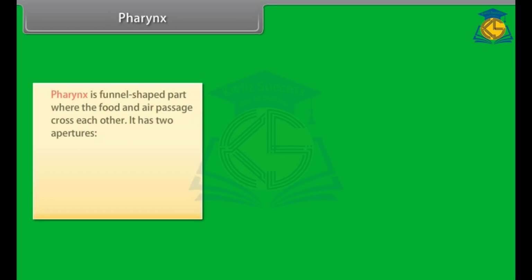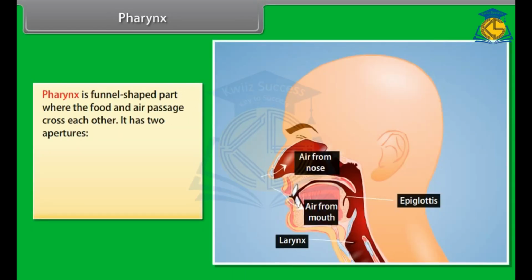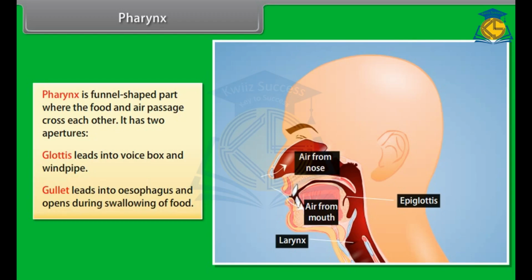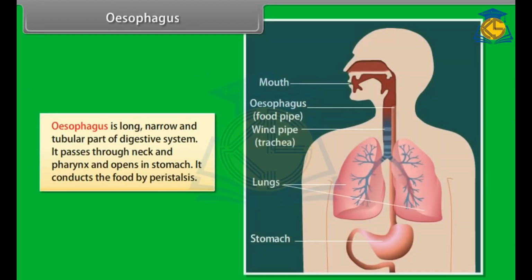Pharynx. Pharynx is a funnel-shaped part where the food and air passage cross each other. It has 2 apertures. Glottis leads into voice box and windpipe. Gullet leads into esophagus and opens during swallowing of food. Esophagus. Esophagus is long, narrow and tubular part of digestive system. It passes through neck and pharynx and opens in stomach. It conducts the food by peristalsis.